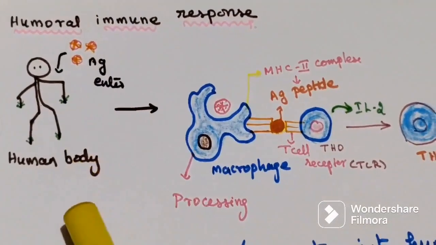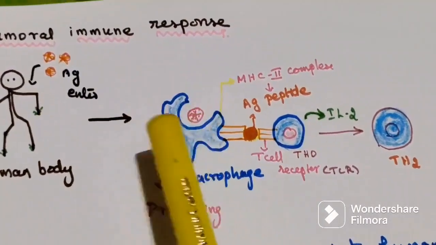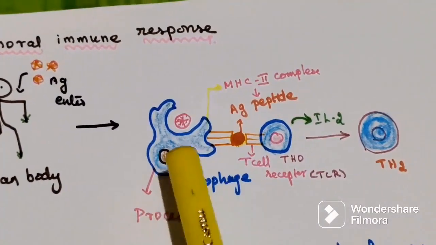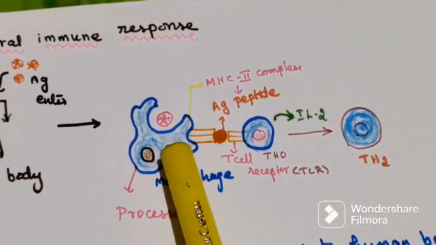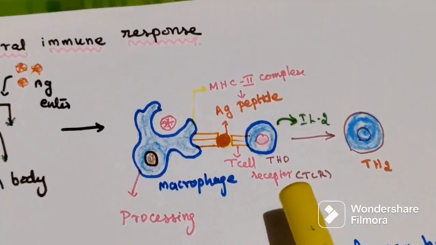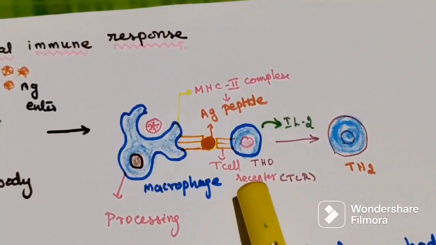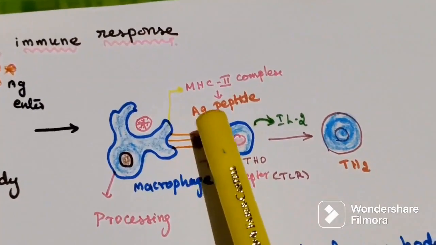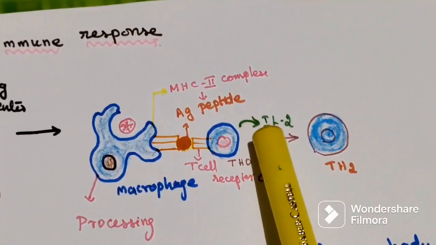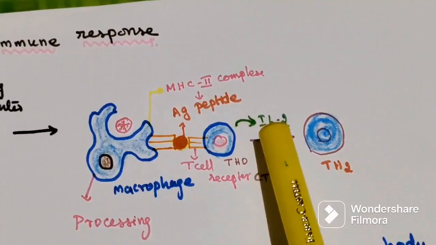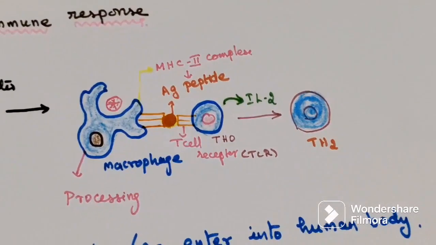So foreign particles enter the human body. Macrophages help with that antigen, then processing starts. Major histocompatibility complex 2 forms and produces the antigen peptide. The T cell is stimulated; it has a T cell receptor and accepts that antigen peptide. Now it releases the cytokine interleukin 2, and that time it activates T helper 2 cells.